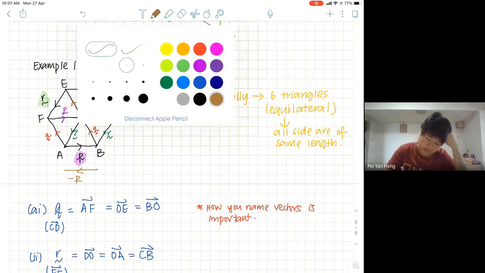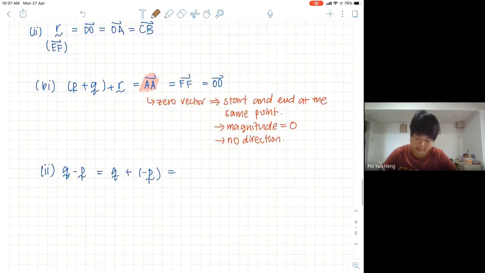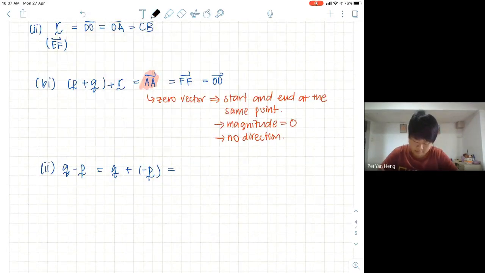Okay, so it so happened that at this point, CD, there is a negative P, which is here. So you start from C to D and then from D to E. So it's the same as you walk from C to E. So the resultant vector here would be CE.